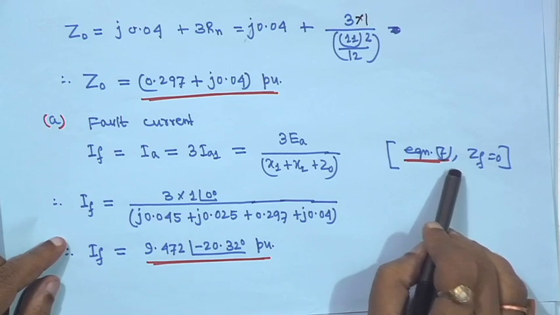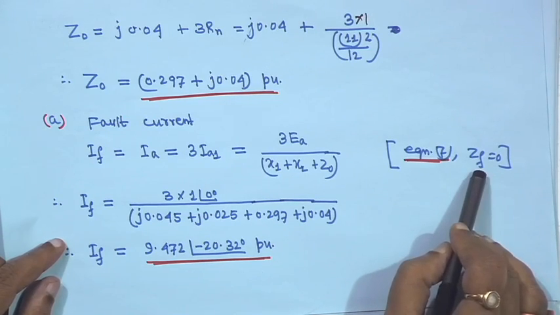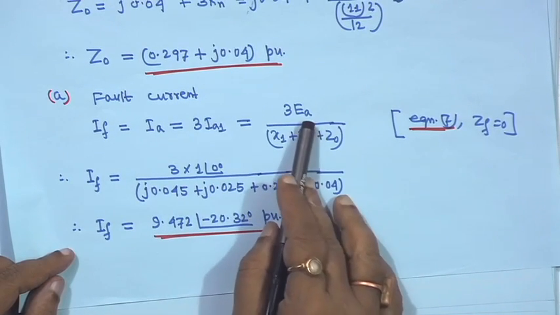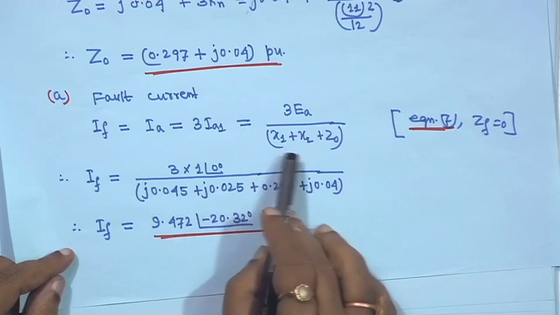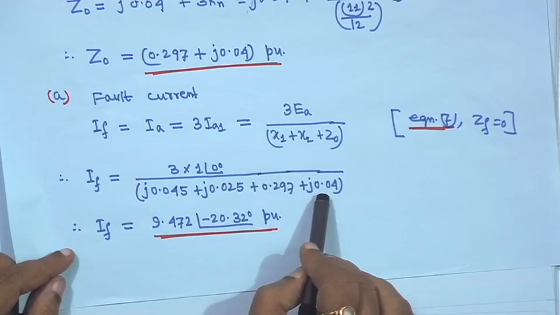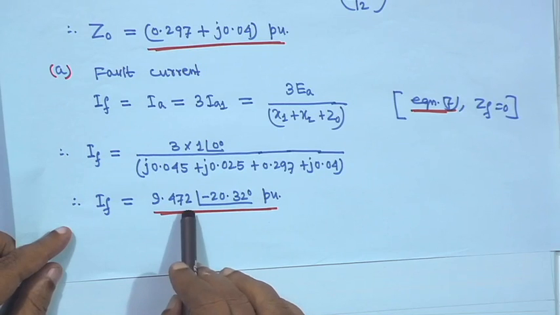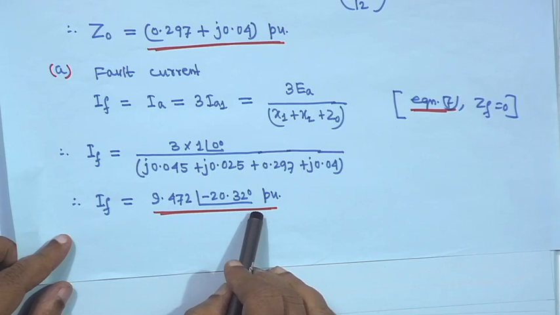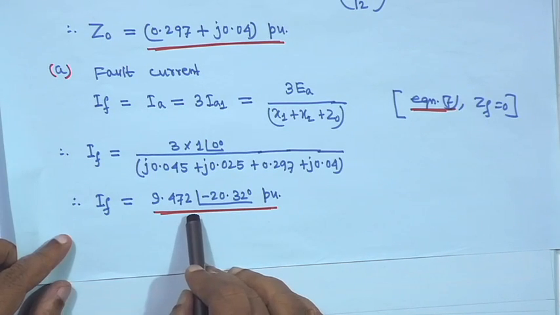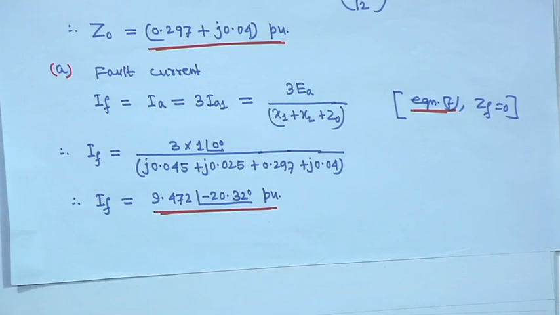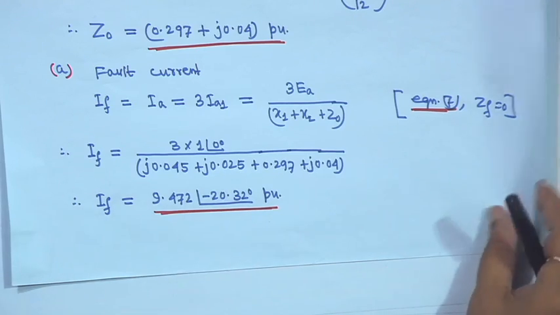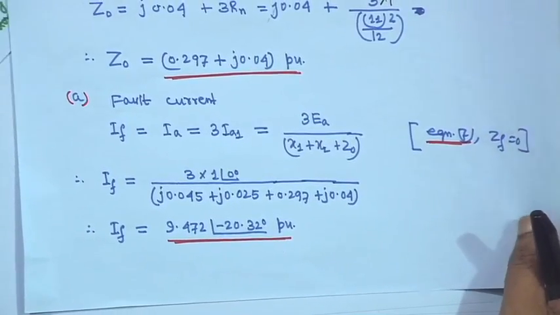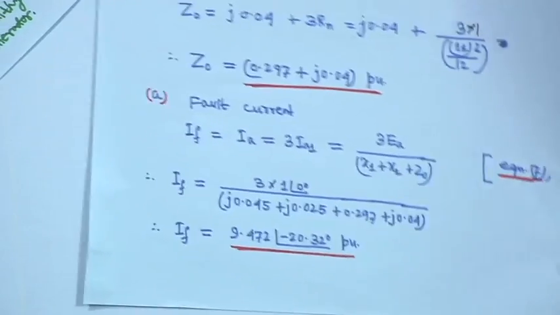You go back to equation 7 and put ZF is equal to 0. Therefore, IF is equal to 3 into 1 angle 0, EA is 1 angle 0, divided by x1, x2 and Z0, and you will get IF is equal to 9.472 angle minus 20.32 degree per unit. This is the fault current in per unit. Now, once you get this fault current, you have to find its exact value.